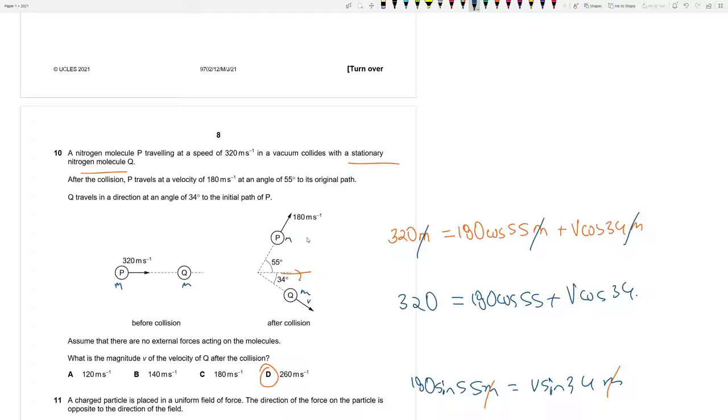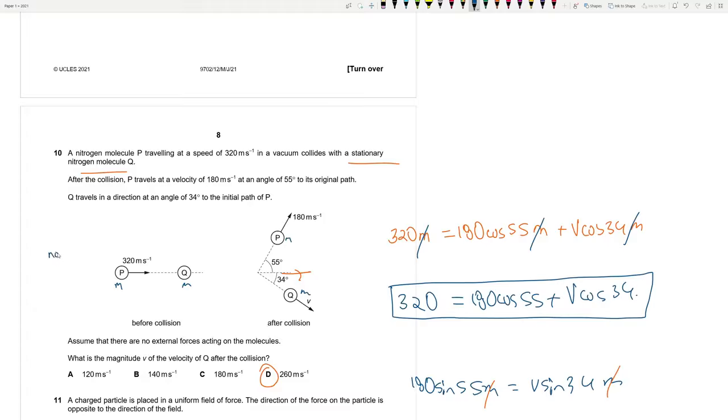180 m cos 55 plus v cos 34 into m. That is, 180 cos 55 into m plus v cos 34 into m. That's one equation, and we can get rid of the m's. And the other equation goes like this.